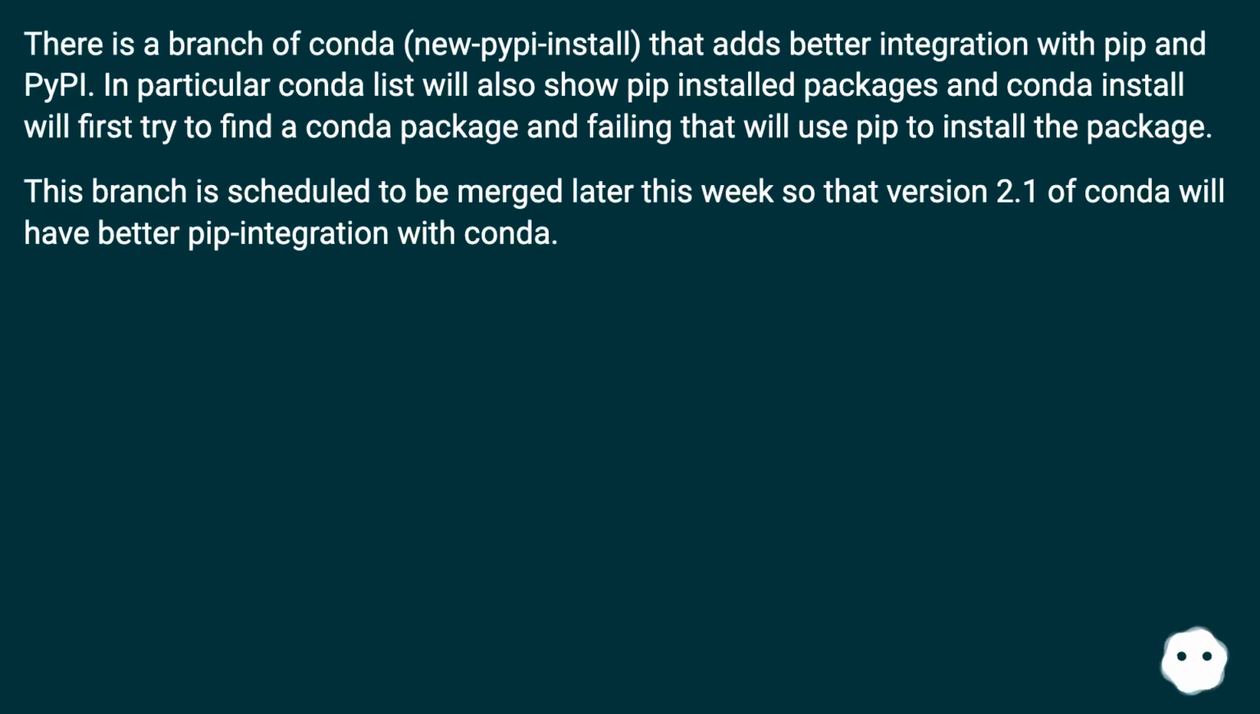There is a branch of Conda, new pip-install, that adds better integration with pip. In particular, conda list will also show pip-installed packages, and conda install will first try to find a conda package, and failing that will use pip to install the package. This branch is scheduled to be merged later this week so that version 2.1 of Conda will have better pip integration with conda.